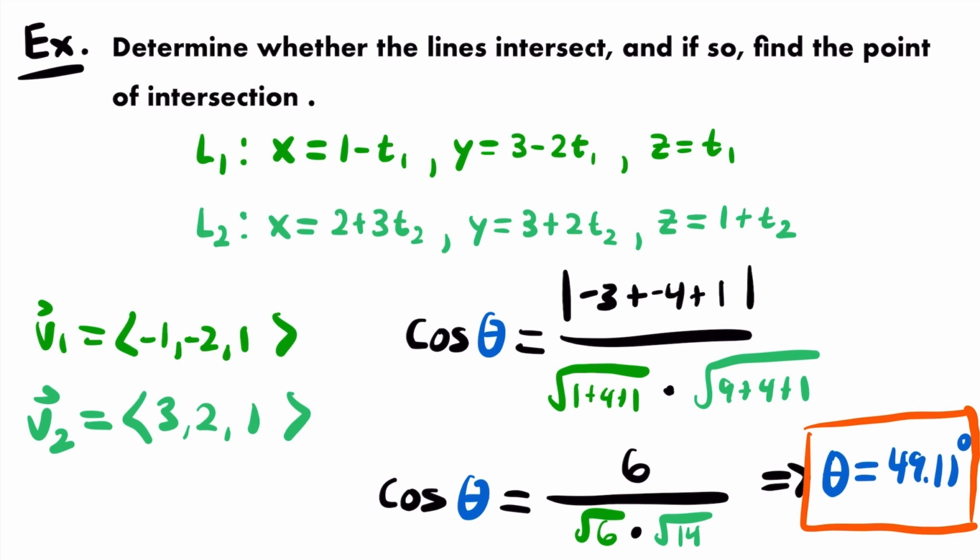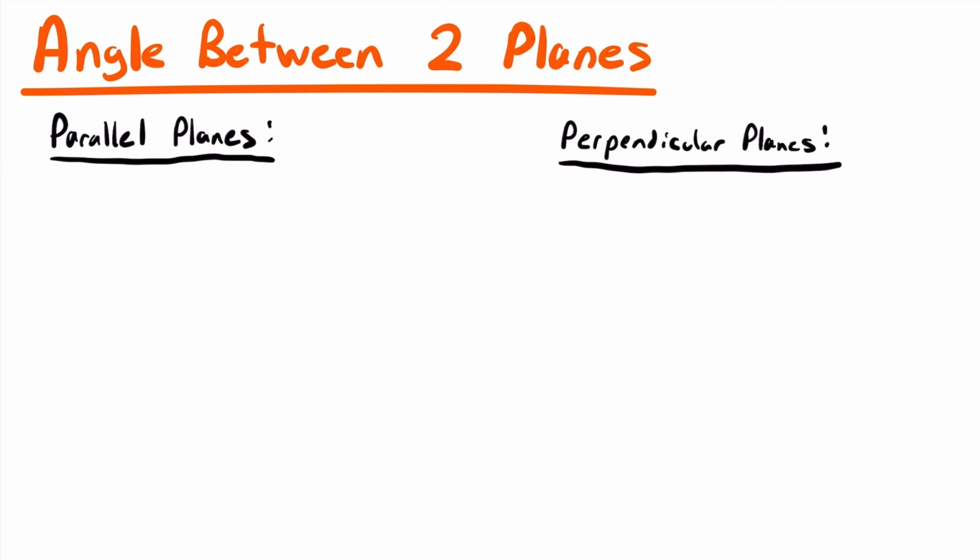intersection of two planes. All right, so for our last type of intersection, we're going to do things a little bit in reverse here. We're going to start by talking about the angle between two planes before we look at how to find the intersection of two planes.